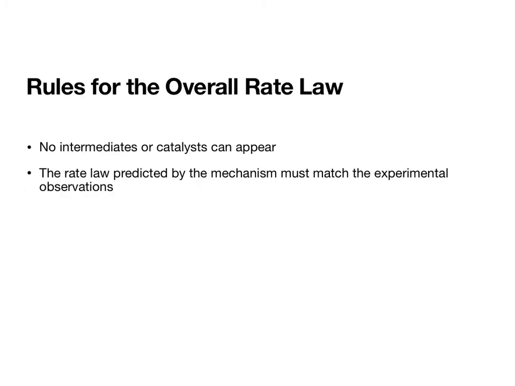So the overall rate law for a reaction has a few rules. First off, there can be no intermediates or catalysts in this overall rate law. And the rate law that's predicted must match experimental observations. Okay, so let's make sure that we know what an intermediate or a catalyst would look like in a series of elementary reactions.